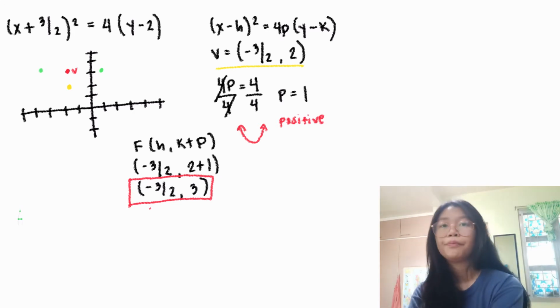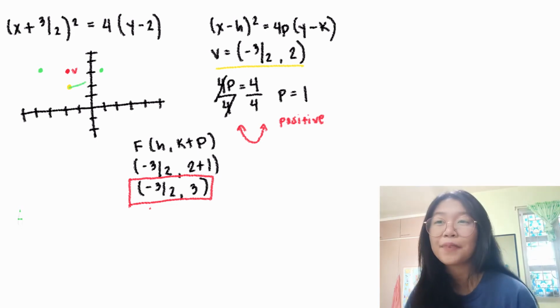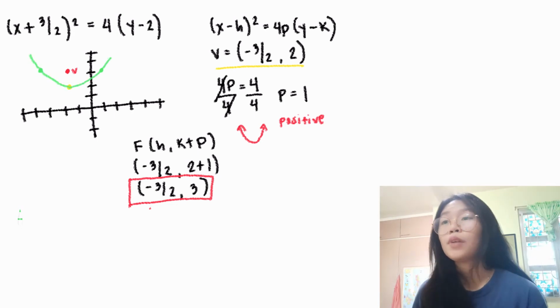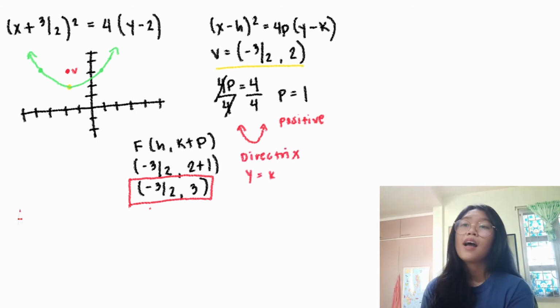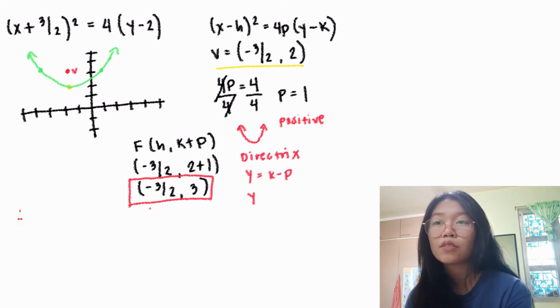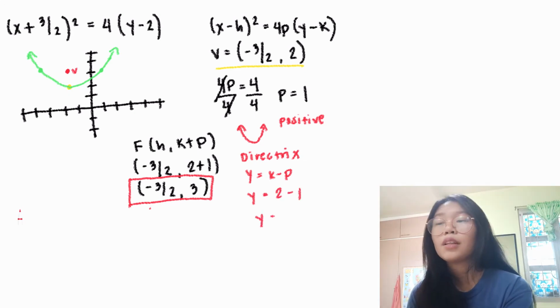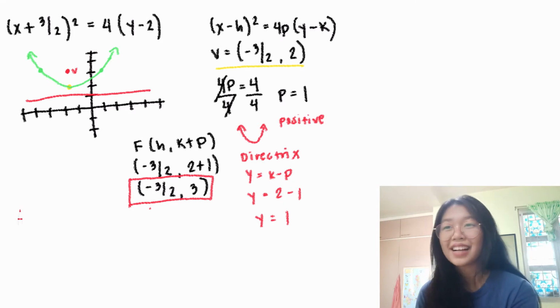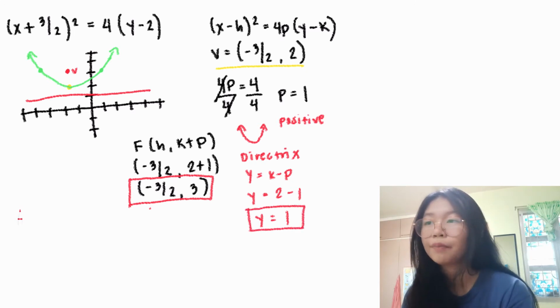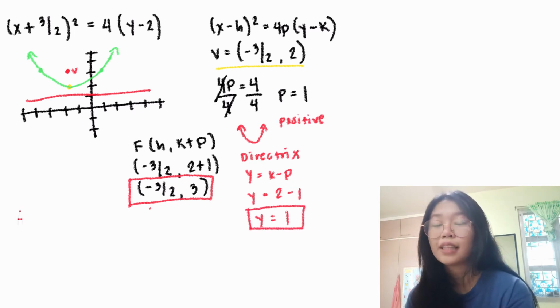We'll graph it now. The directrix is our p distance in the opposite direction. We'll use the formula y equals k minus p to figure this out. As a result, y equals 2 minus 1. Now onto the graph. We'll go to 1 and draw a line that displays our directrix, which is y equals 1. The graph should now look like this.